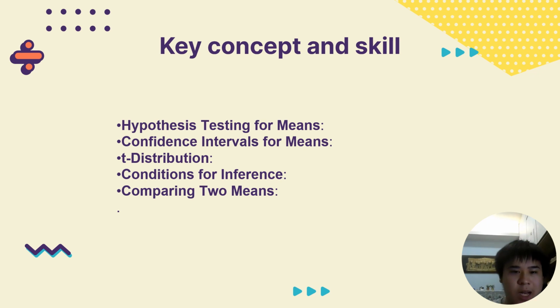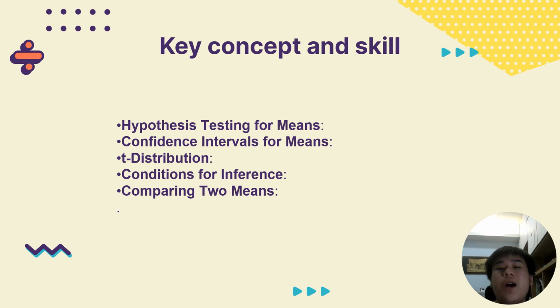So, for the key concepts and skills of Unit 7, we'll learn hypothesis testing for means. You learn how to set up and conduct hypothesis tests for a population mean. You understand the null hypothesis and the alternative hypothesis. Next, confidence intervals. You will be able to calculate and interpret confidence intervals for a population mean. You may recognize the relationship between confidence level, sample size, and margin of error.